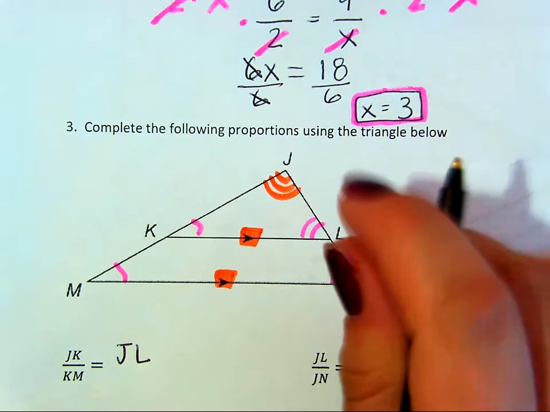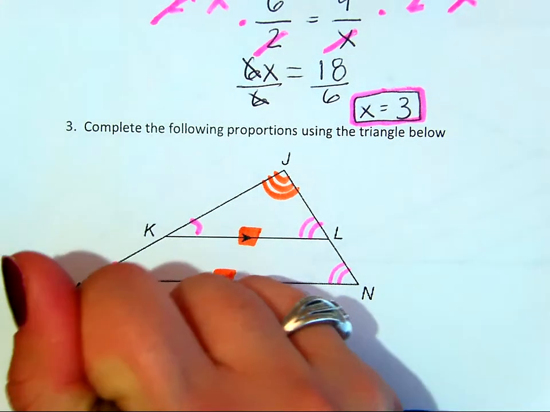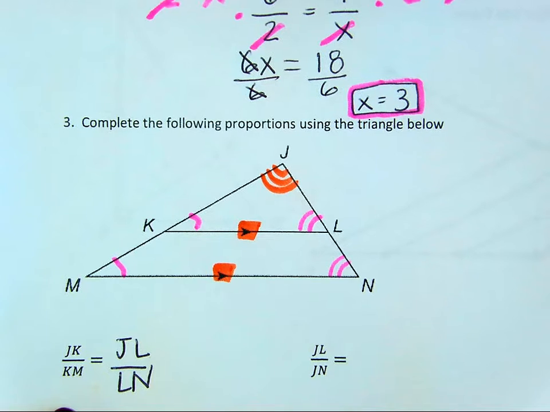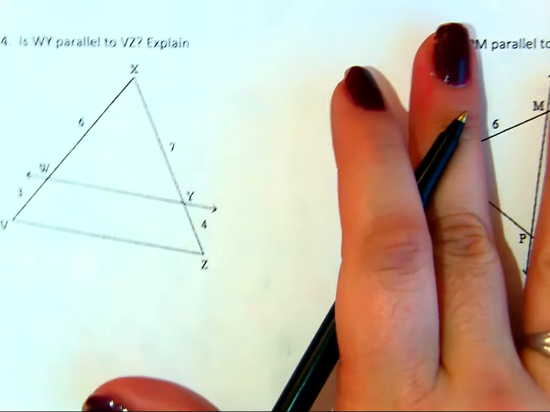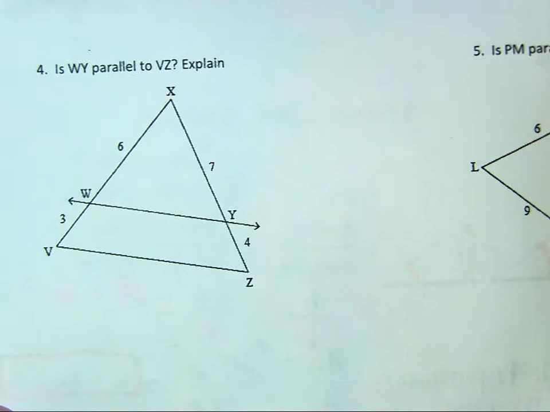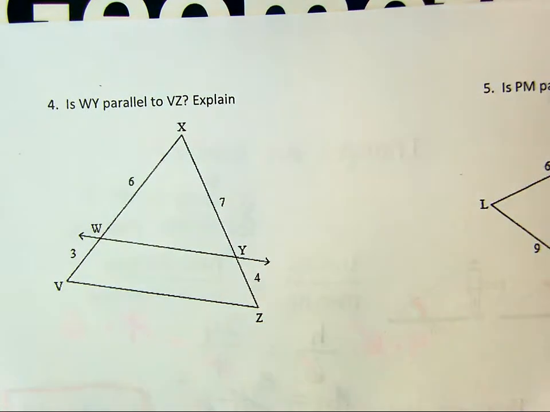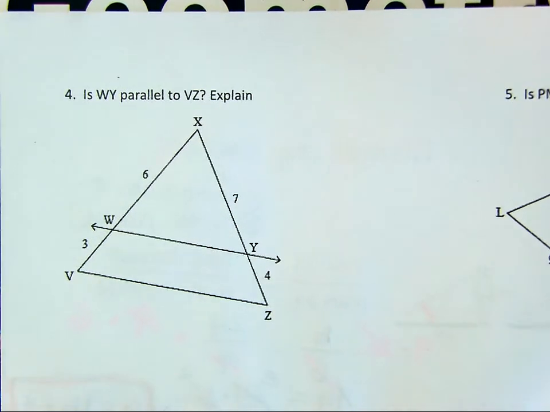KM corresponds to LN. And you guys can complete the proportions on the other two. So number 4 on the back: is WY parallel to VZ, and explain?